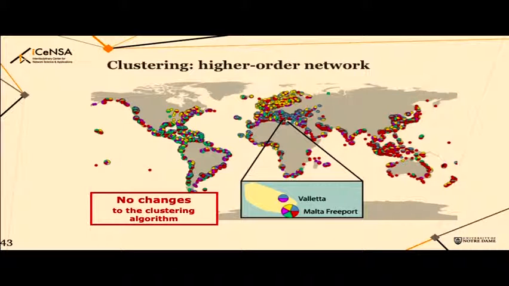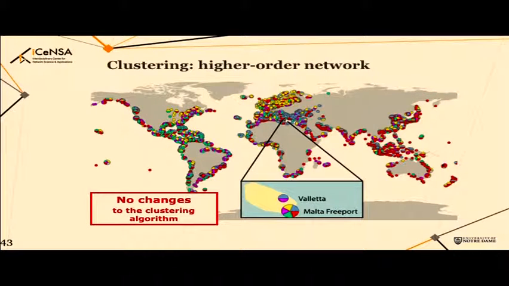And when we do the higher order network, what we show is that the clustering changes significantly. There are ports even in India that belong to multiple clusters. The Malta Freeport is actually belonging to 5 different clusters, and Valletta is connected to only 2 clusters within that inland Europe. Not having this knowledge will not allow us to understand where the invasive species are posing a risk to this region in Europe.